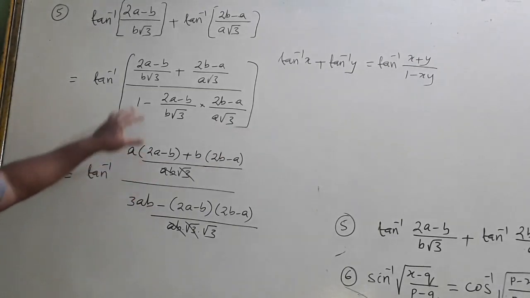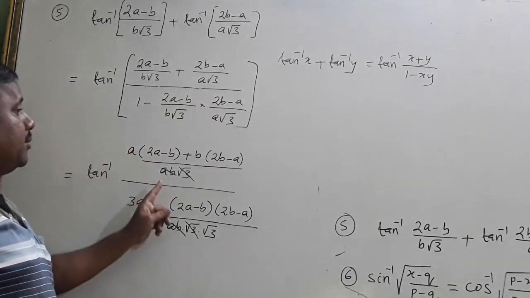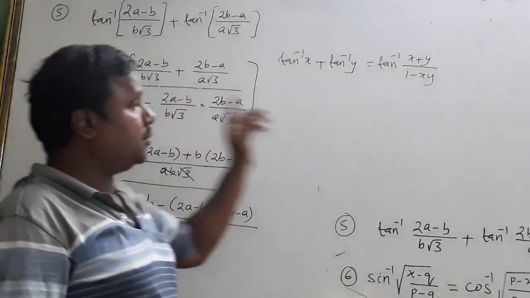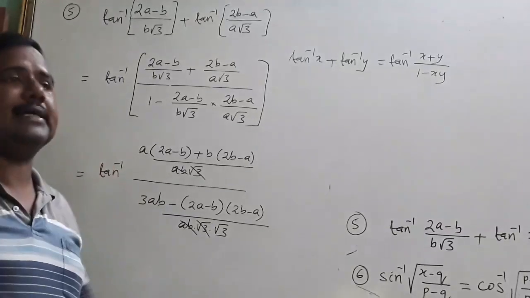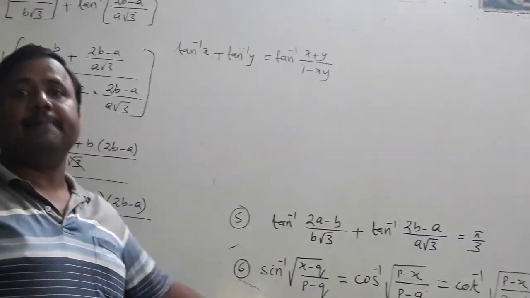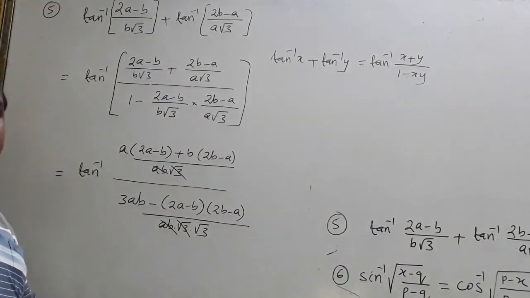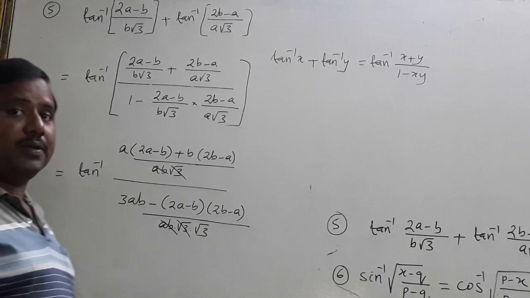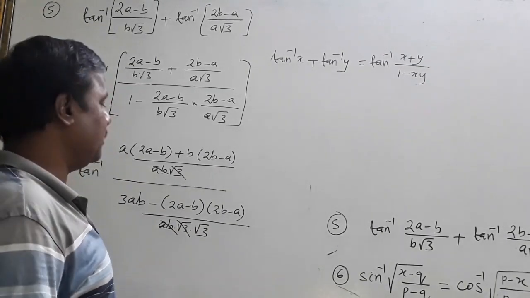Take LCM. LCM is ab root 3. Mind it, it is very important. And your answer is what? Answer is pi by 3. You have to make a target that you have to reach at this point, that is pi by 3, means tan inverse root 3. So the total answer in your mind should be tan inverse root 3. Otherwise you cannot do the problem.